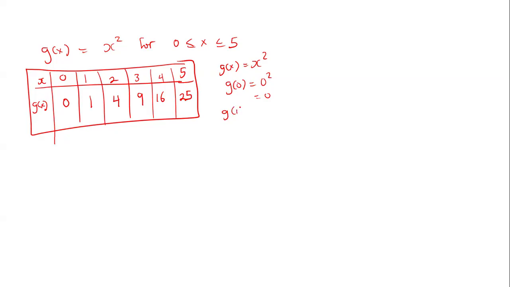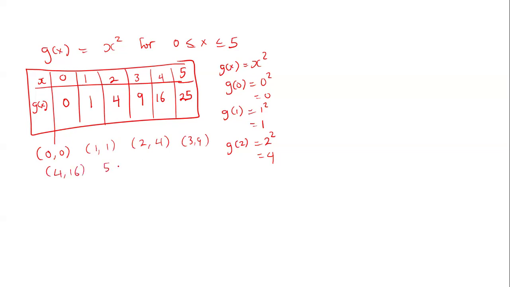You say now g of 1 will be 1 squared, which is 1. G of 2 will be 2 squared, which will equal 4. Now, after doing so, you'll come here. I say that for anything you plot on the graph, extract your coordinates: 0, 0; 1, 1; 2, 4; 3, 9; 4, 16; and 5, 25.